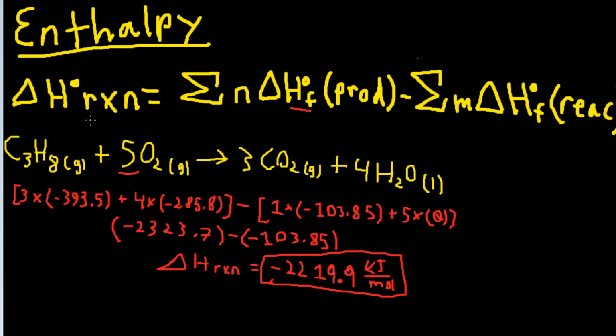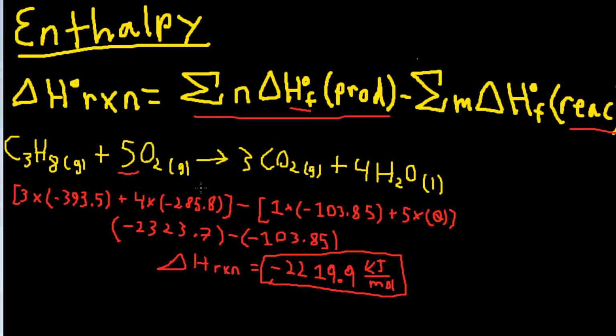So to get the enthalpy of a reaction, you need to do the sum of the molar coefficients, or these, times the standard enthalpies of formation for the different substances. First you need to do the product side, and then you subtract the same thing for the reactant side. So let's go over this problem, which seems to be the combustion of propane. To do this, first we need to do the products minus the reactants.